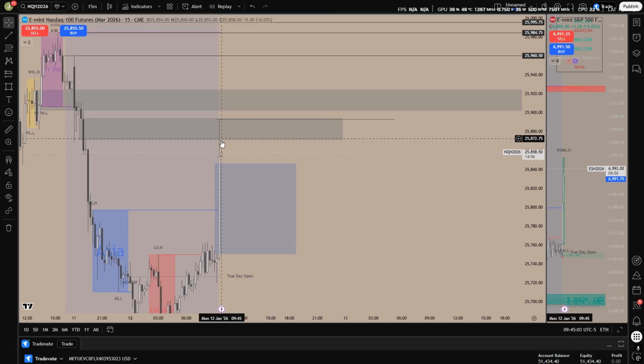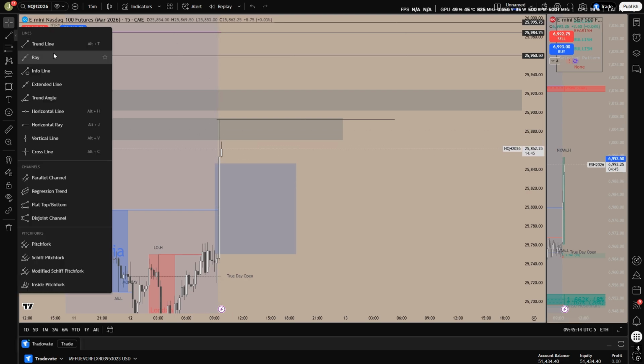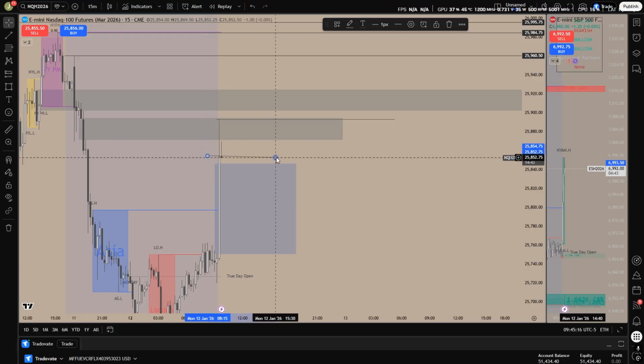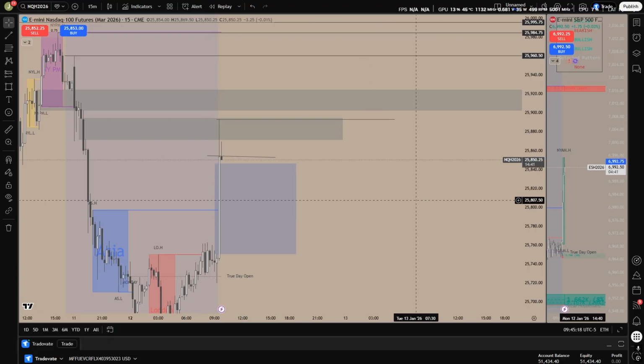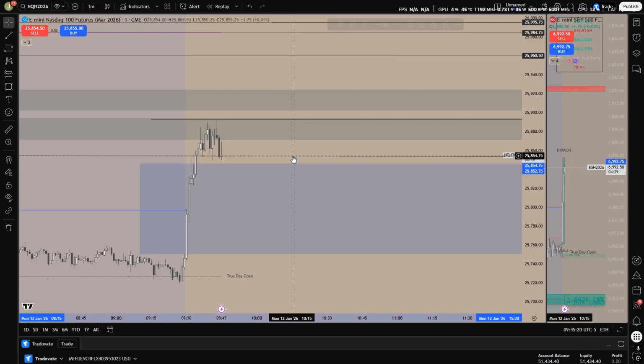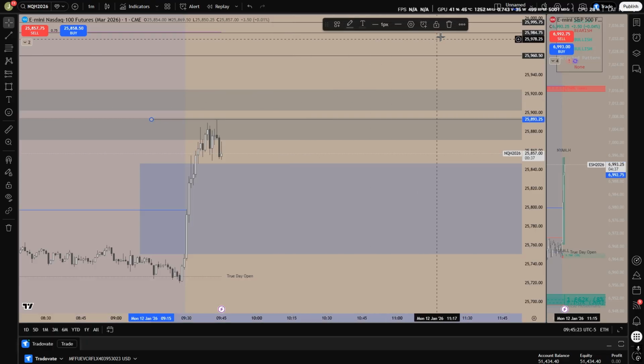So at some point during this 15-minute candle, which just closed, price was up here and then we still rejected and traded back all the way down to this area. This is where price just closed on the 15 minute. So we just had beautiful rejection. That's exactly the rejection I wanted to see.